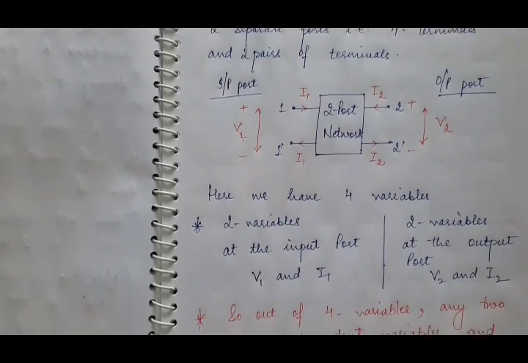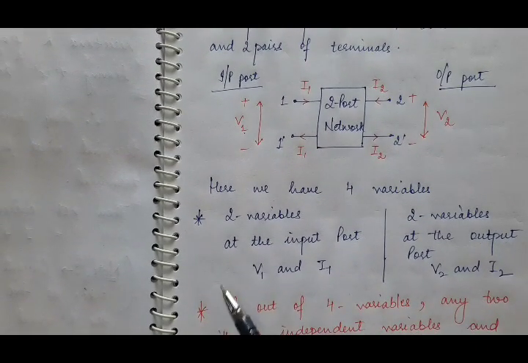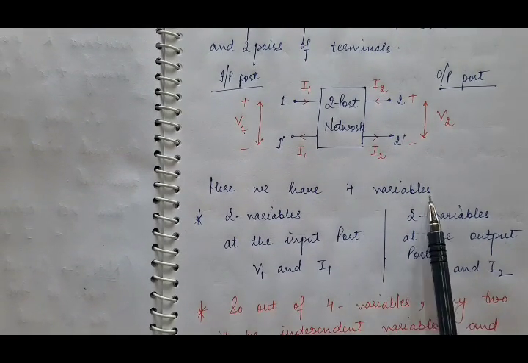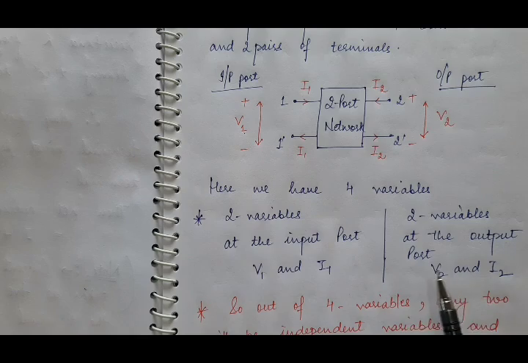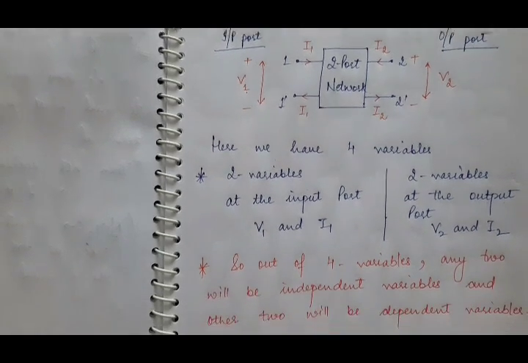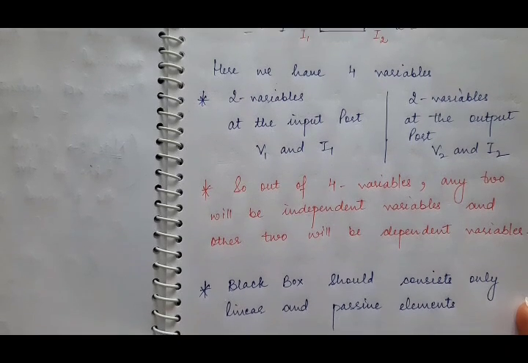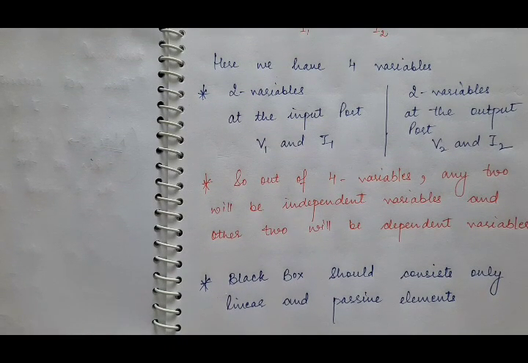So out of these 4 variables, we have 2 variables at the input port which are V1 and I1, and another 2 variables at the output port which are V2 and I2. And next, as I have already told you, out of these 4 variables, any 2 will be independent variables and another 2 will be the dependent variables.